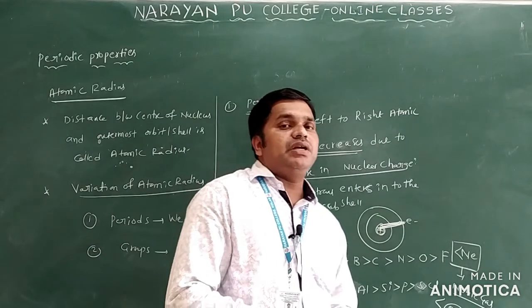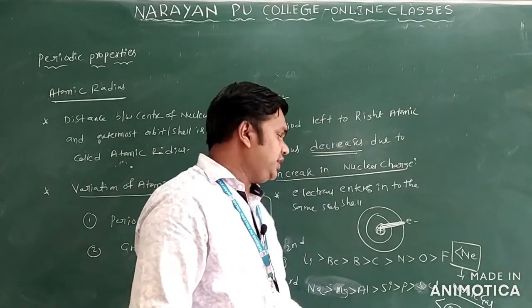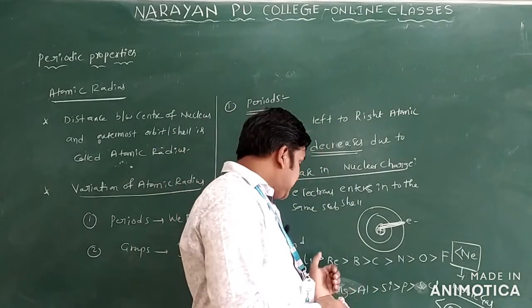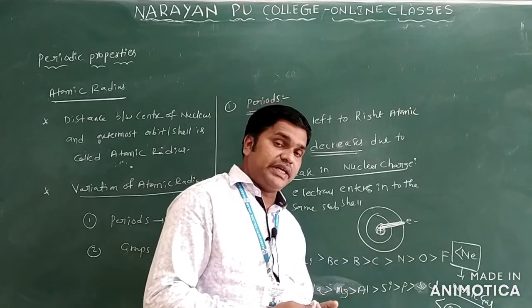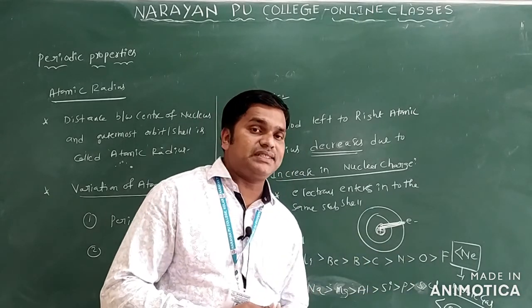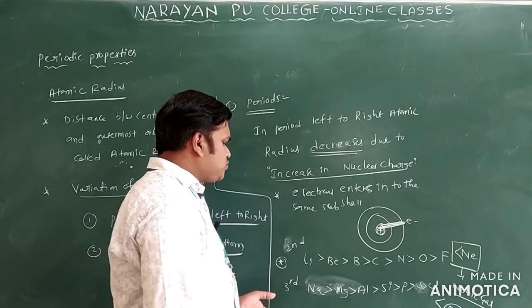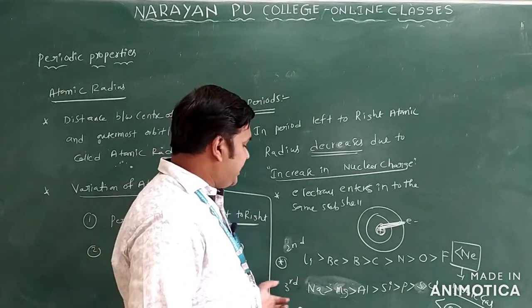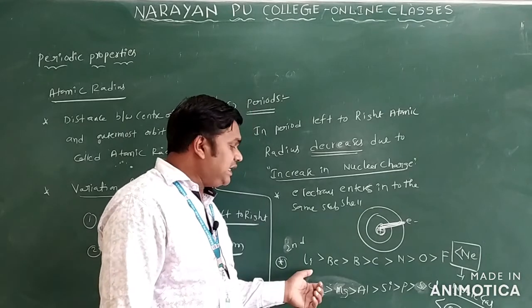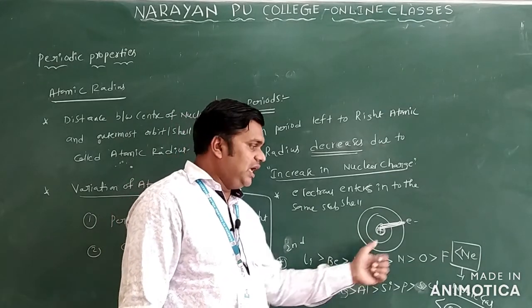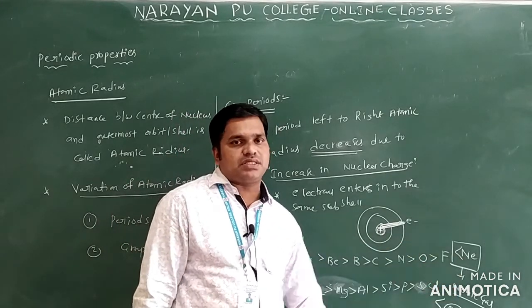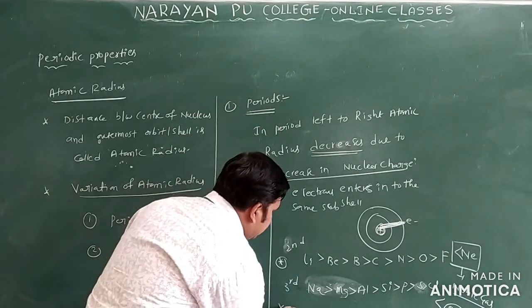So the atomic radius in a period decreases from alkali metal to the halogens, but in the case of noble gas, it increases. This is one of the exceptional cases. In a period, alkali metals have the highest size and halogens have the smallest size. We will say here alkali metal.